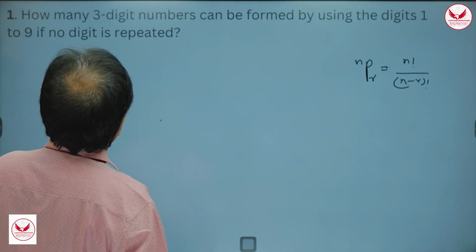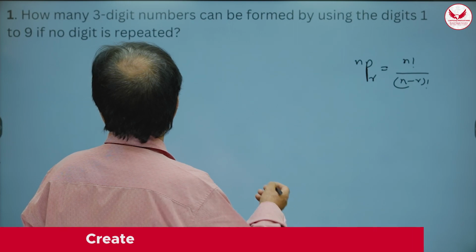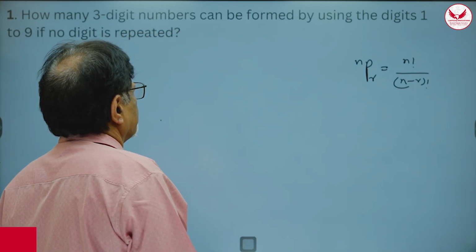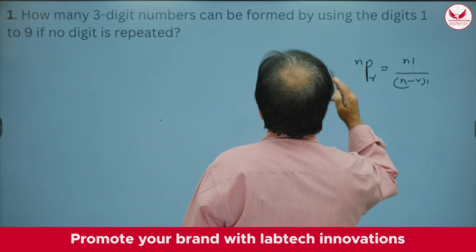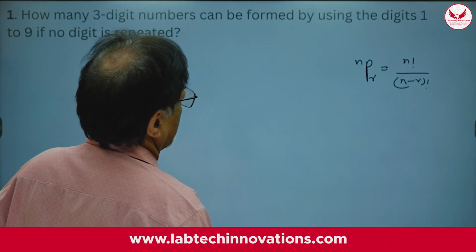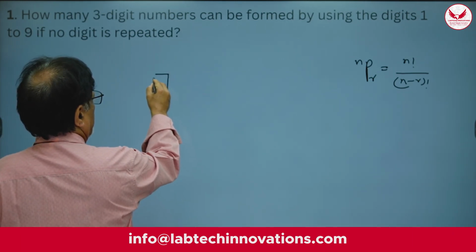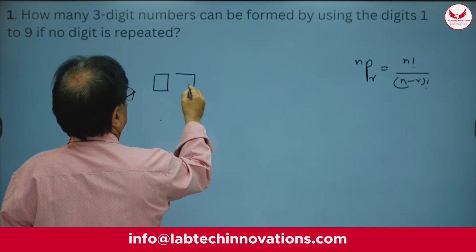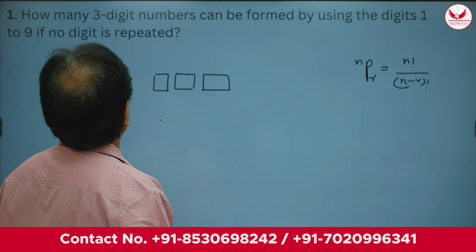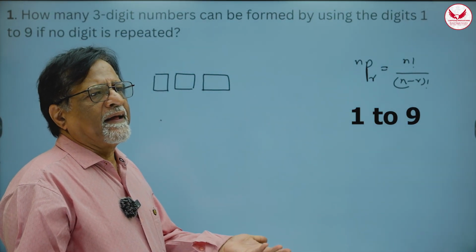Okay, and that is what? How many 3-digit numbers can be formed by using the digits 1 to 9 if no digit is repeated? Now, when you look at this problem, you have to identify what is n and what is r. So how many 3-digit numbers can be formed? Forming 3-digit numbers is equivalent to filling up 3 places: first digit, second digit, and third digit, right? So these 3 digits are to be formed, right? And how many numbers are available? From 1 to 9, there are 9 numbers available.